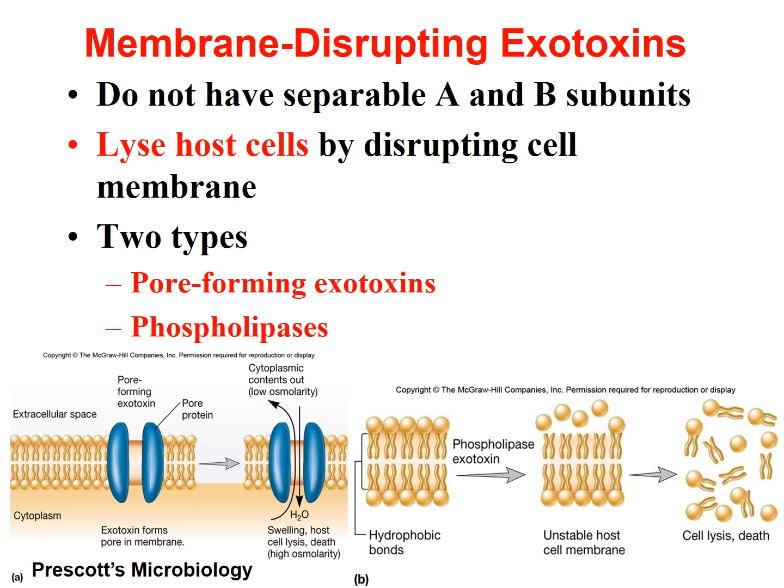And in this picture, it's going to be interfering with making proteins. We also have some membrane disrupting exotoxins. So these are not made out of subunits, but they're going to lyse our cells by either forming some pores, so they'll form holes, and then the water will rush in, and then our cell will swell and explode. And then some of these membrane disrupting exotoxins are actually enzymes. So they are phospholipases, and what they do is they cut the heads off of the phospholipids, and that causes the plasma membrane to disintegrate and fall apart, and then the host cell will die.